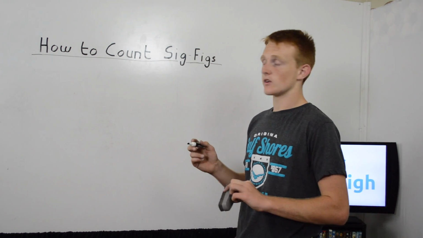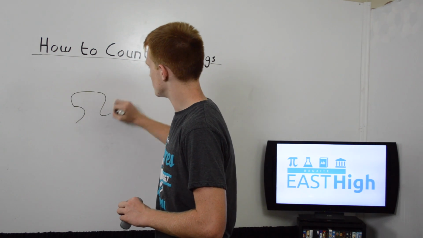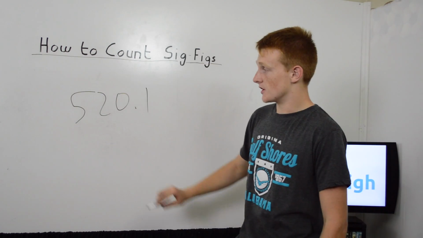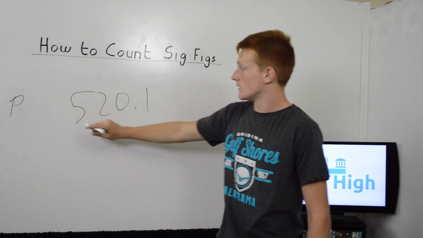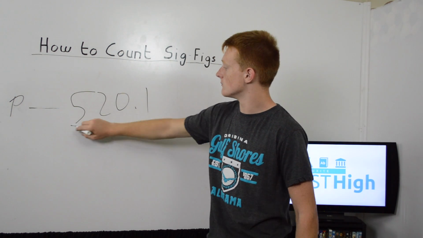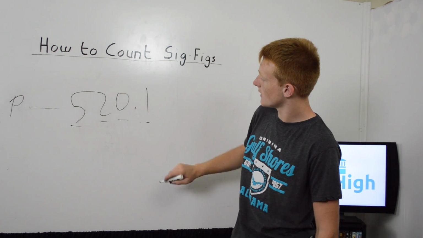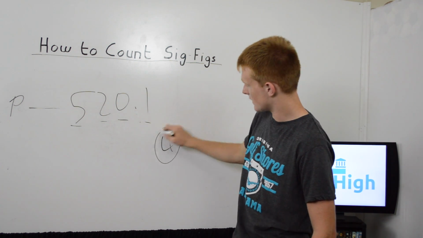If you have a number like 520.1, you come from the Pacific side because your decimal point is present. Start counting because there is no zeros. 1, 2, 3, 4. 4 significant figures.